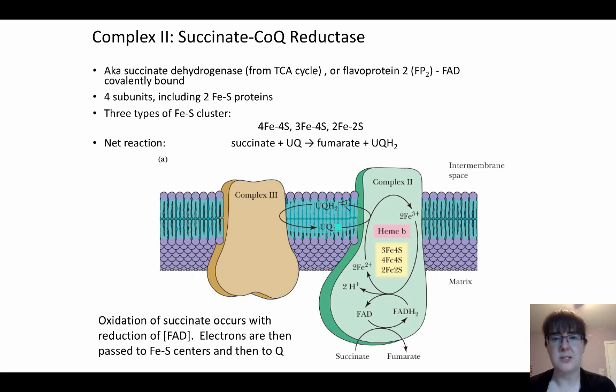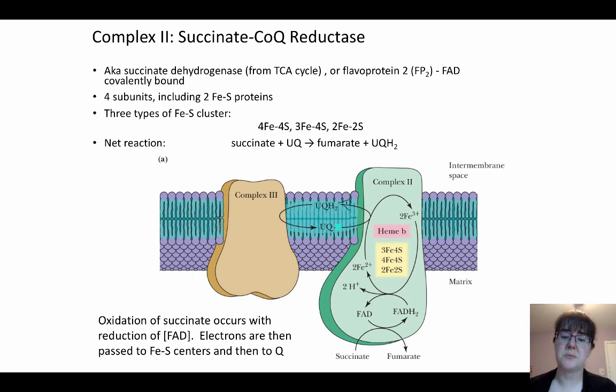It is 4 subunits, including 2 iron-sulfur proteins, and there are 3 types of iron-sulfur clusters, which are shown on the slide. All of those are just different ratios of iron and sulfur. Those are going to be coordinated then by cysteine residues. The overall reaction is going to be one of oxidizing succinate to fumarate and thereby reducing that ubiquinone to ubiquinol.